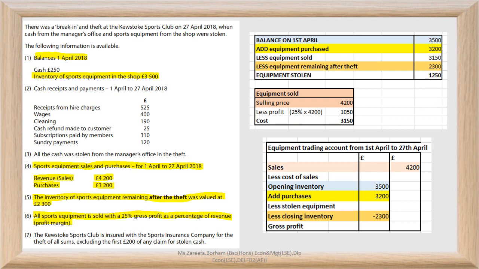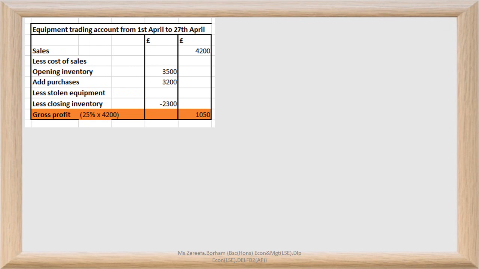The alternative way to find the answer is to prepare the equipment trading account and enter the respective figures we highlighted before. So, recording them in order, first we have the opening inventory. Next, we have the sales and purchases followed by the closing inventory. Now, in order to calculate the stolen equipment, we should work backward in the trading account.